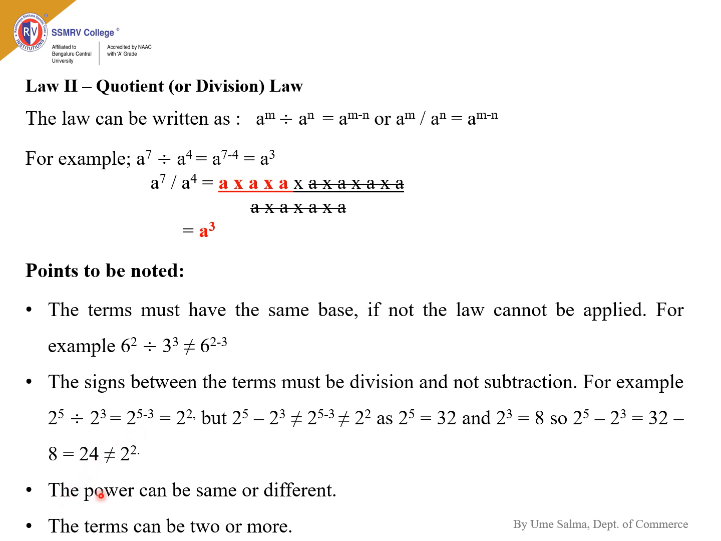The power can be same or different. Here the rule is only between the terms and the sign, but the powers can be same or different. It has no restriction on that. The next rule is that the terms can be 2 or more. As you have seen here only 2 terms, it can be more than 2. Still the rule will be applicable.